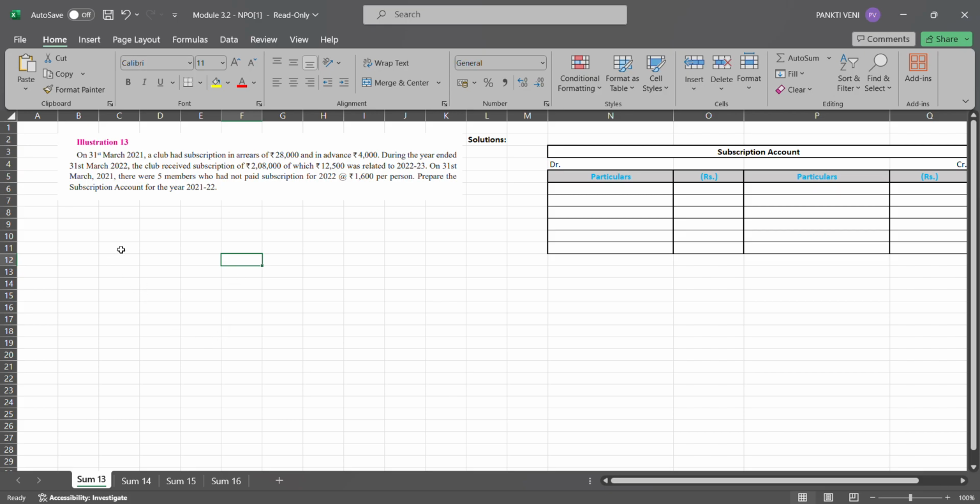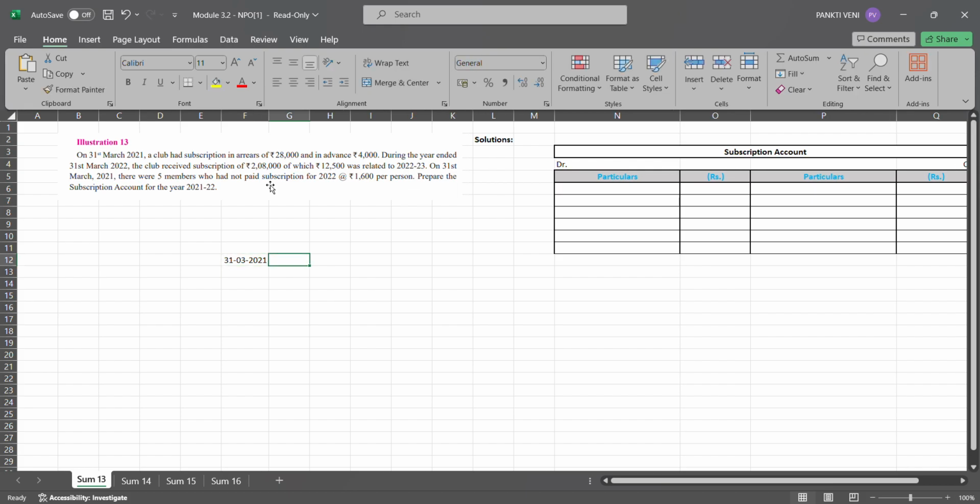Yes, so we'll be taking illustration number 13. On 31st March 2021, a club had subscription in arrears of 28,000 and in advance 4,000. So they had subscription in arrears, that is outstanding subscription. So on 31st March 2021, we had outstanding subscription 28,000, and on the same date we have in advance 4,000.